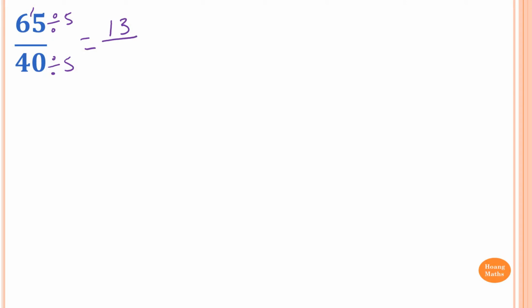And then 40 divided by 5. So 8 times 5 is 40. So the answer is 8. However, this is an improper fraction, so what we need to do is convert that into a mixed numeral. So 8 go to 13 is 1, remainder 5. So 1 and 5 over 8.